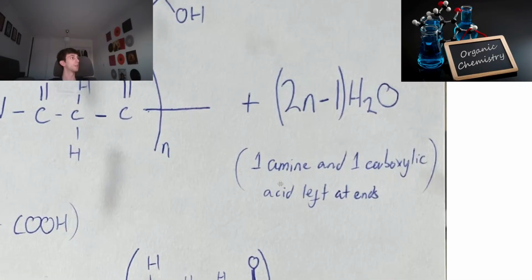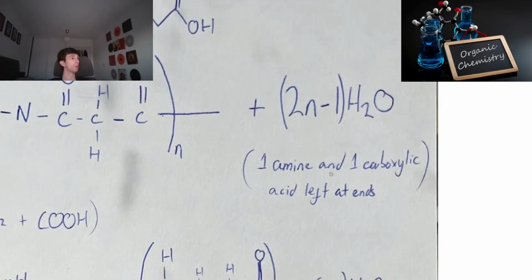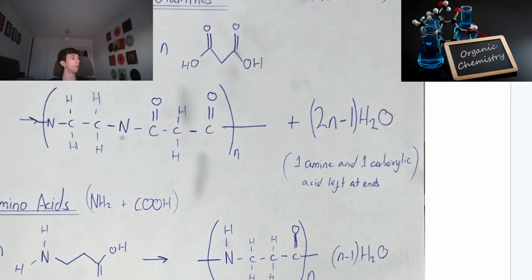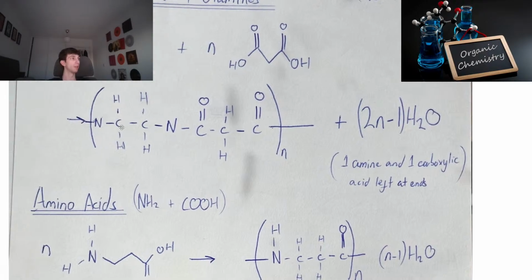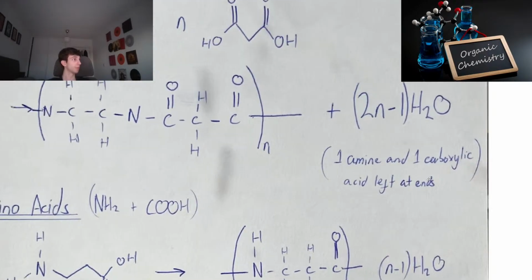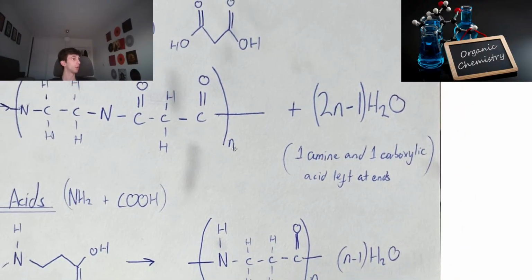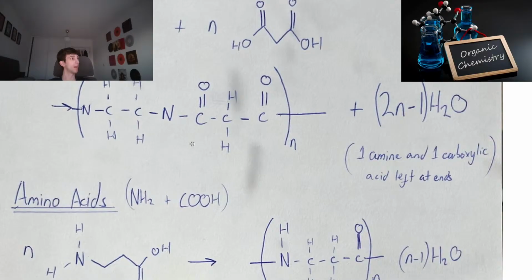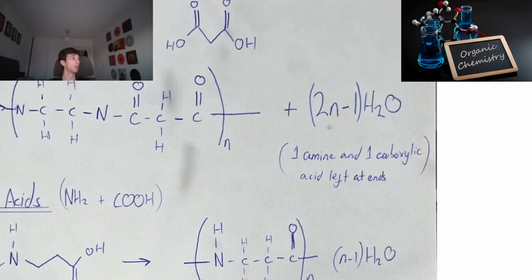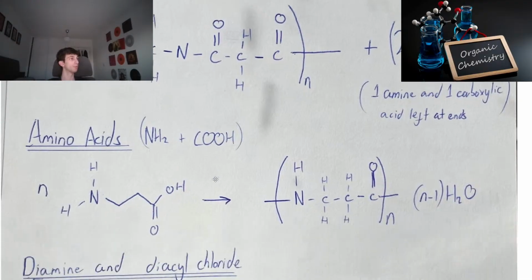Kind of put the answer here because we have that 1 amine and that 1 carboxylic acid at the very end of our long chain polymer. We'd have 1 less H2O. So we're going to have H2O every single time we have this amide bond forming. But then at the end, because we have 1 carboxylic acid and 1 amine, which would have formed 1 more water, we have to take away 1 water from the total number of waters produced.